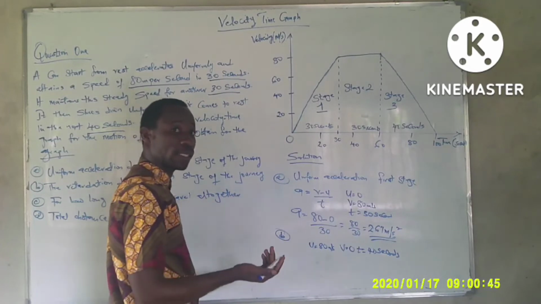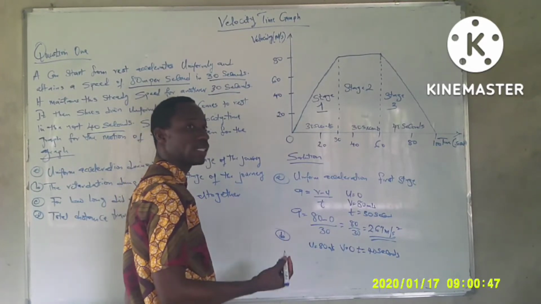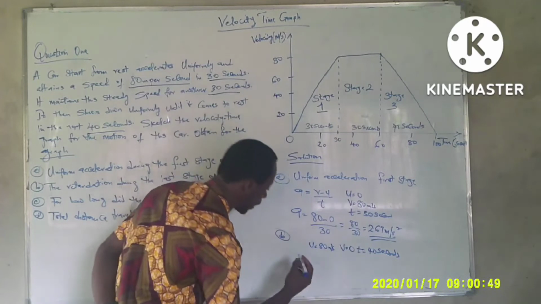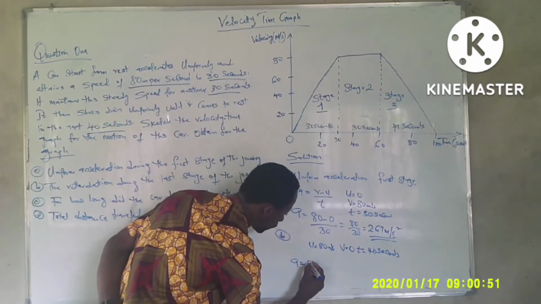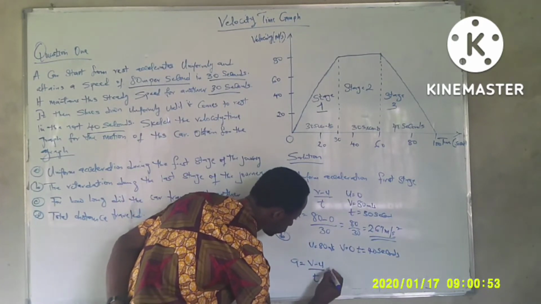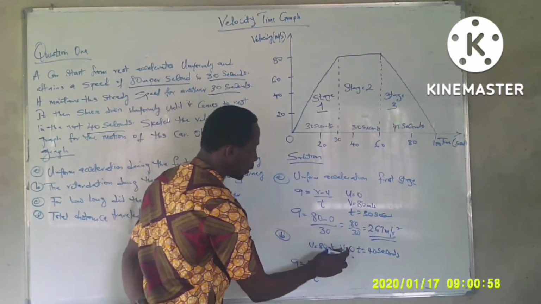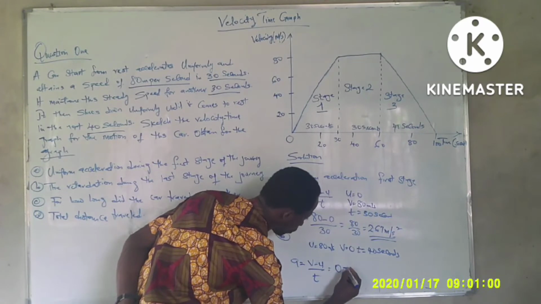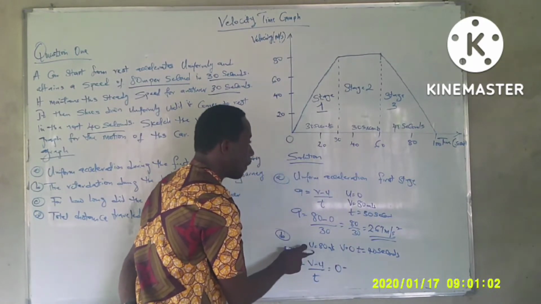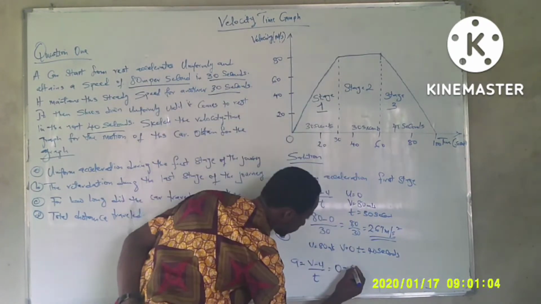Retardation is negative acceleration, when the body's speed is decreasing with time. So a is v minus u over t. What is v? The v at this point is 0. 0 minus u, and u, the initial velocity, is 80.